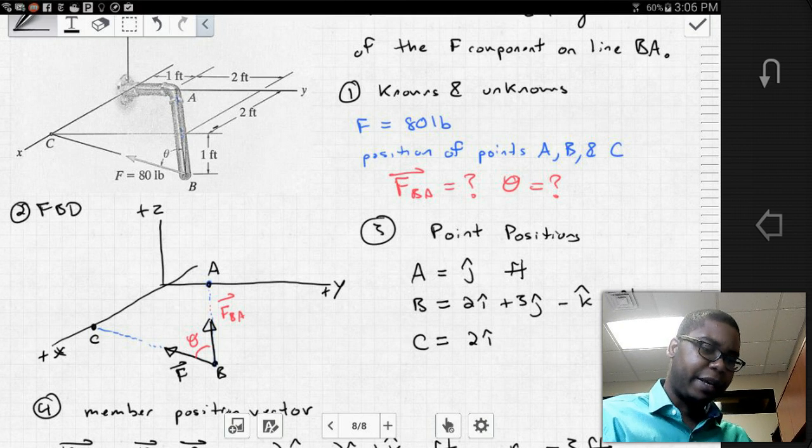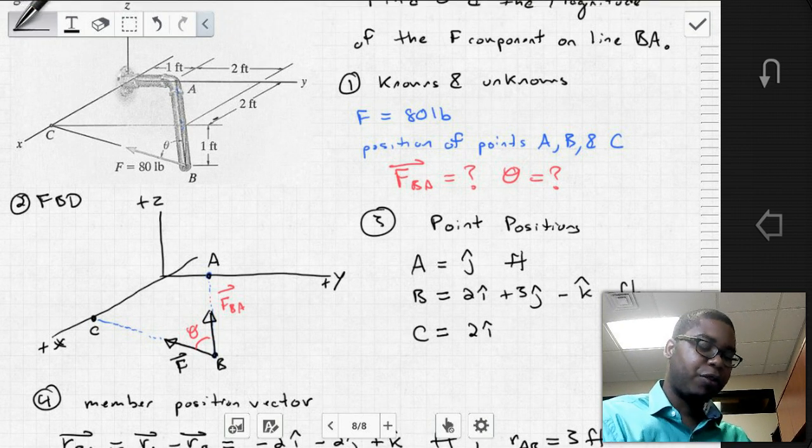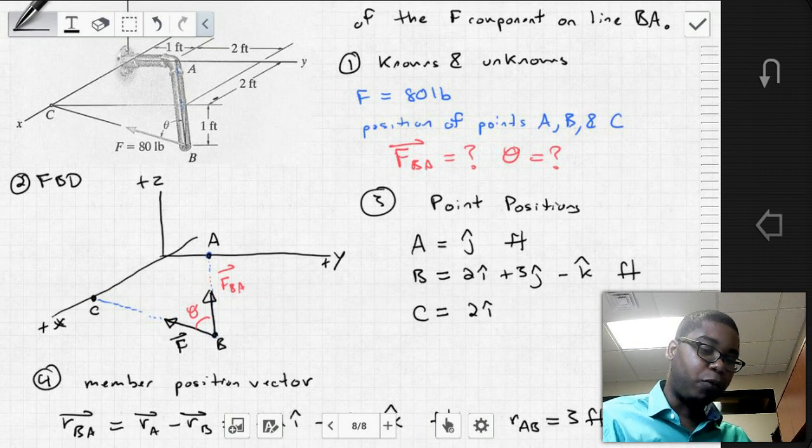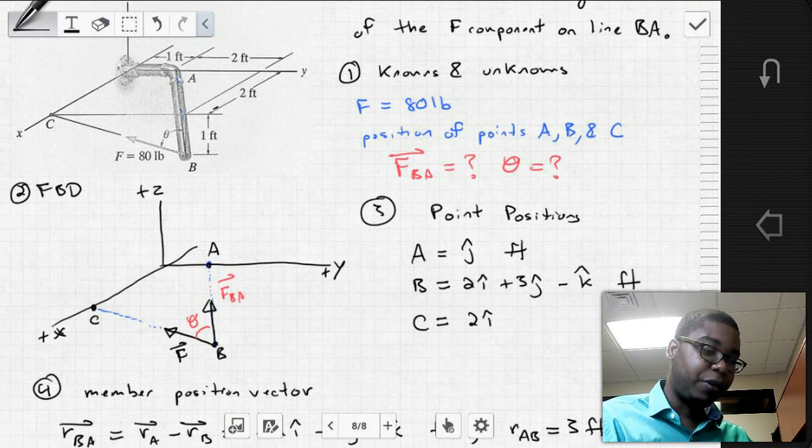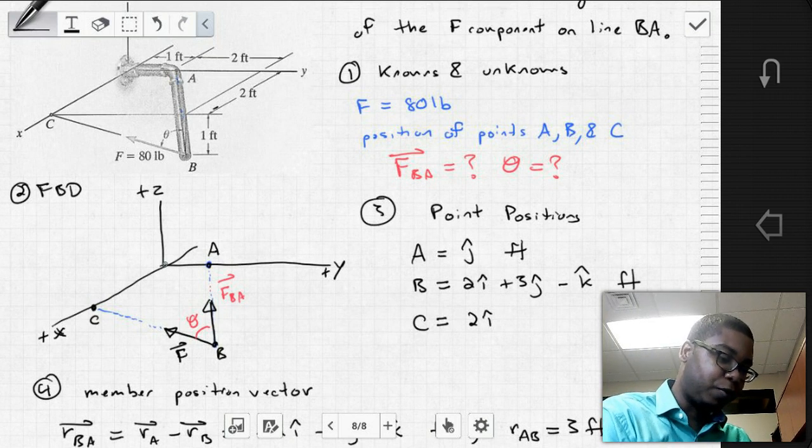Now that we've done that, let's take the points of interest we have and create position vectors for them relative to the origin, which is point O.